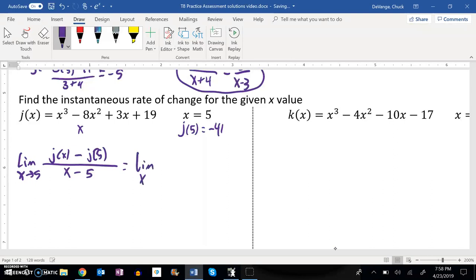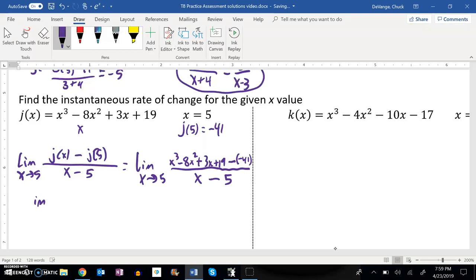So let me write out what I have now. Limit as x approaches 5 of the function. The function is all this: x cubed minus 8x squared plus 3x plus 19, minus the output at 5, which is negative 41. And that's over x, that input, so that input gives me output, minus the specific input of 5, which gives me output. Change in y over change in x. Now, if I try to plug in 5 right now, I can't evaluate that limit. So let me do a little bit of shenanigans here.